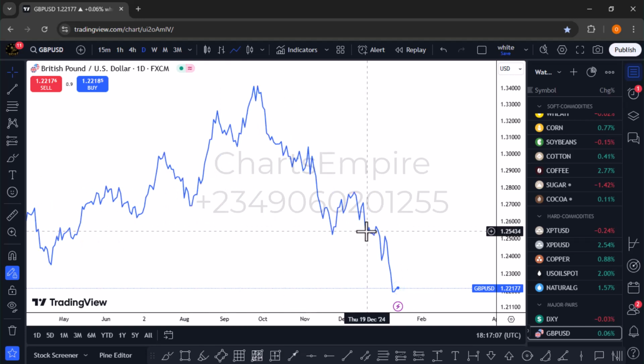Now keep note that line charts are primarily good for identifying trends. They are good technical tools for identifying trends, right? So we are going to proceed to the next one, which is the American bar chart.